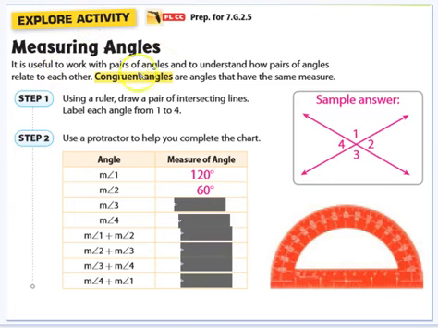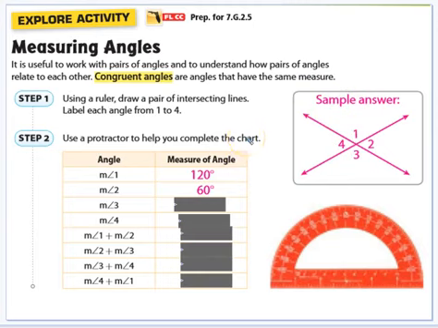It is useful to work with pairs of angles and to understand how pairs of angles relate to each other. Congruent angles are angles that have the same measure. Using a ruler, draw a pair of intersecting lines, label each angle from 1 to 4. So we've got 1, 2, 3, 4. Angles 1 and 3 are specific angles that you'll learn about on the slide after next, and 1 and 4 would also be angles that you will find out about. Just getting started, just so you have that in the back of your mind.